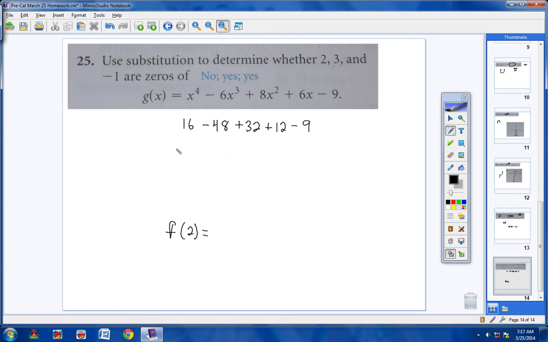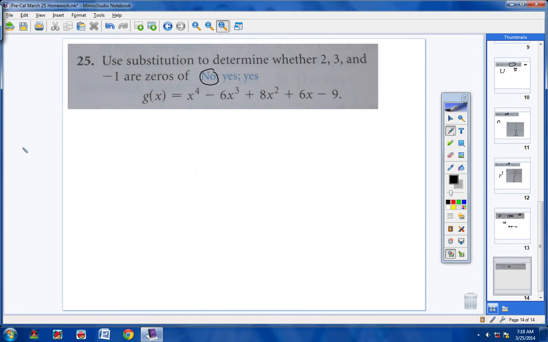Now I hope this is right. I did it in my head. If you add up all of your positives, 16 plus 32 plus 12, you will get 60. And if you add up all of your negatives, you will get -57. So I'm getting out 3. I hope that's right. f of 2 equals 3. I did not get out a 0. So is 2 a 0 for this function? No, it is not.